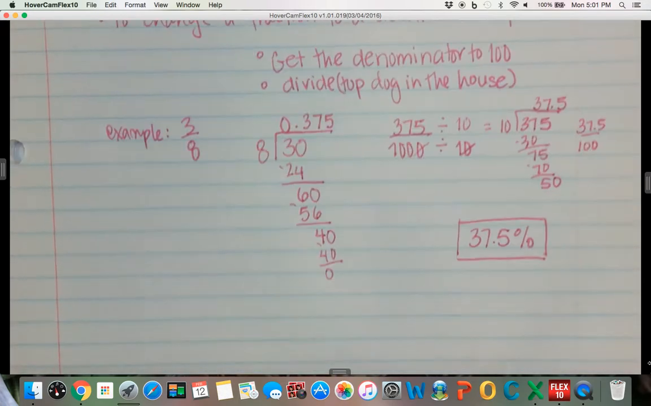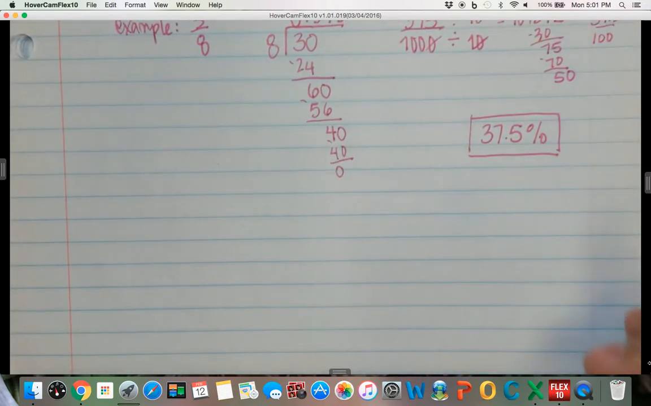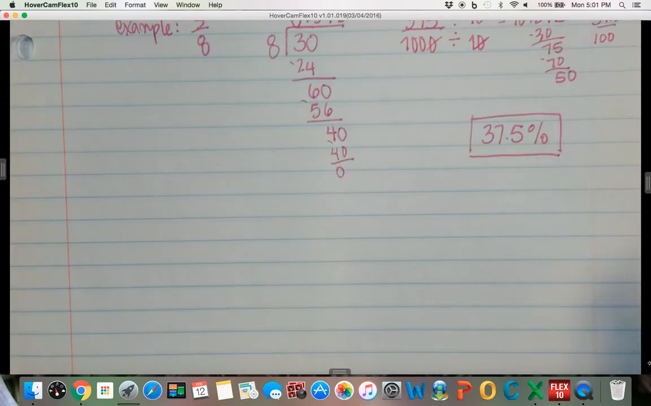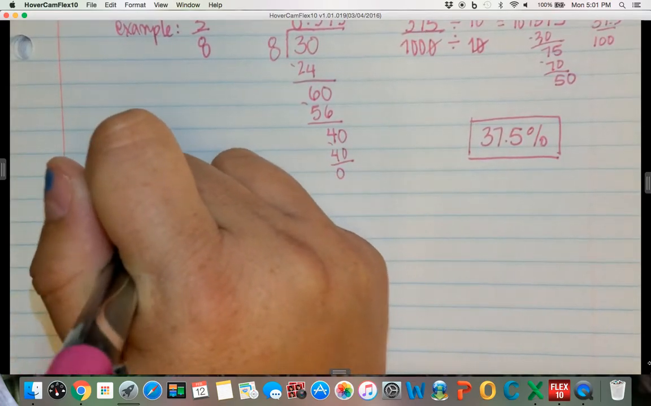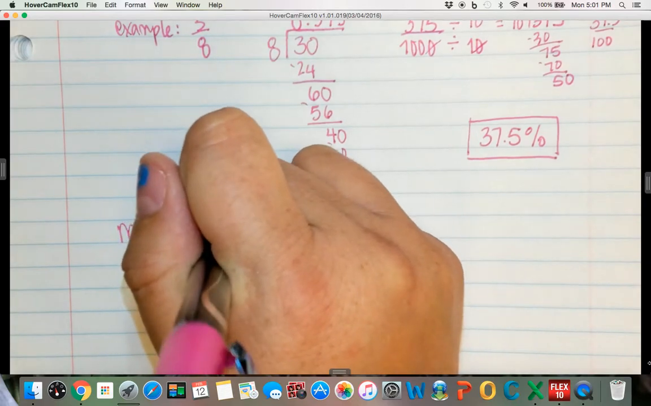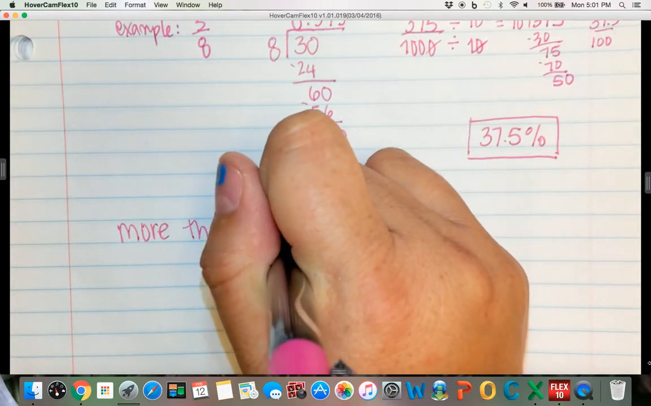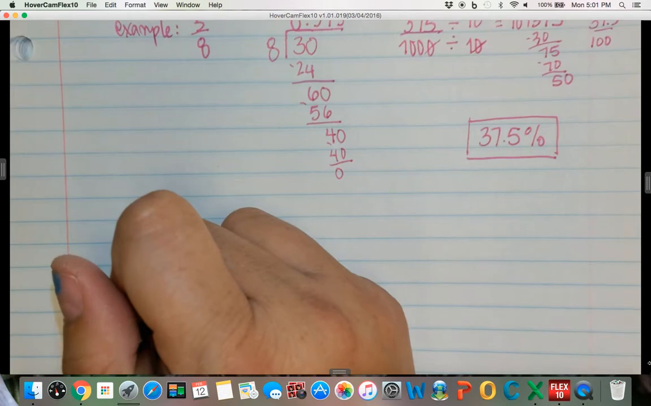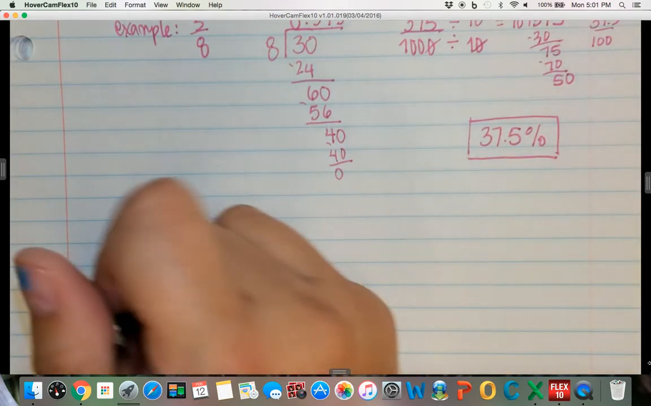Okay, so that would be 37.5%. If I have one that is more than 100, so let's say I have a fraction that is more than 1 actually.